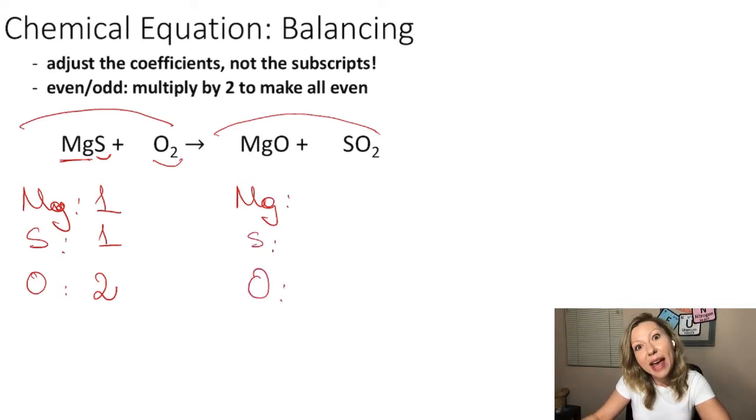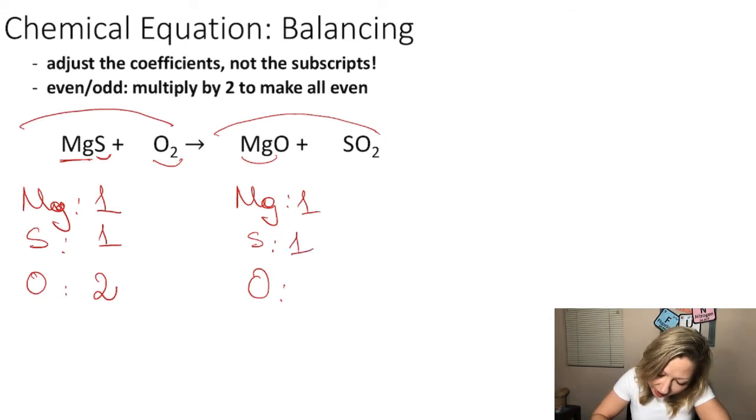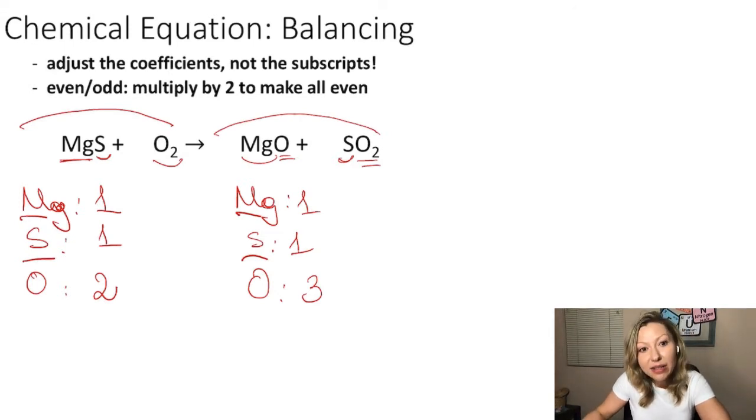How many magnesium atoms do I have in my product side? One, right? How many sulfur atoms do I have? One again, right here in sulfur dioxide. How many oxygen atoms do I have? Well, I have one in magnesium oxide and two in SO2. So this means that I have a total of 3 oxygen atoms. Okay, so my magnesium and sulfur seem to be balanced so far on both sides, but my oxygen is not.